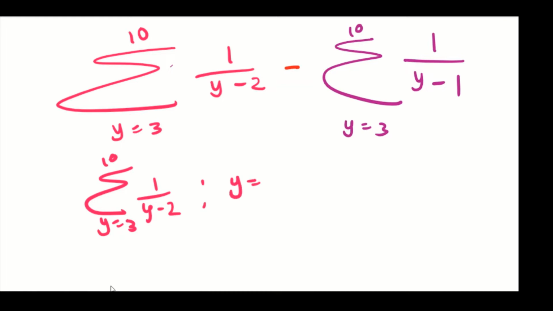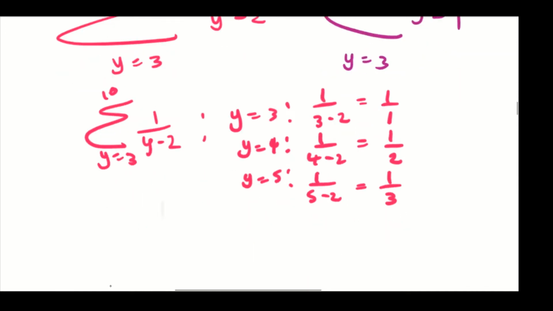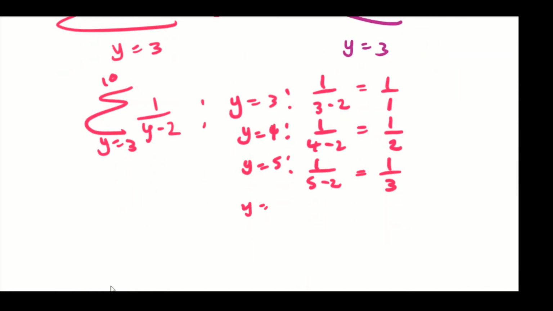When y equals 3, we have 1 over 3 minus 2, which is equal to 1 over 1. When y equals 4, we have 1 over 4 minus 2, which is 1 over 2. When y equals 5, we have 1 over 5 minus 2, which is 1 over 3. So it's just going to go up, and let's write everything so that you can see.